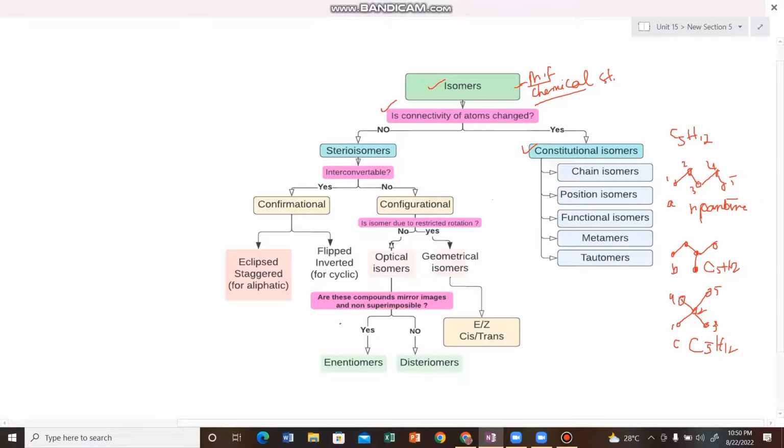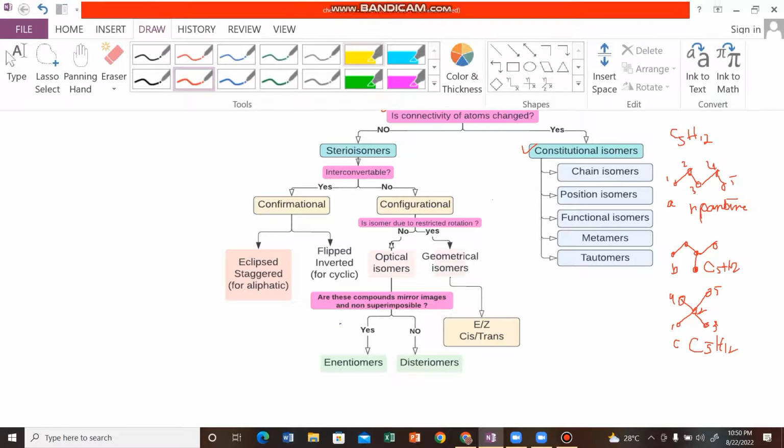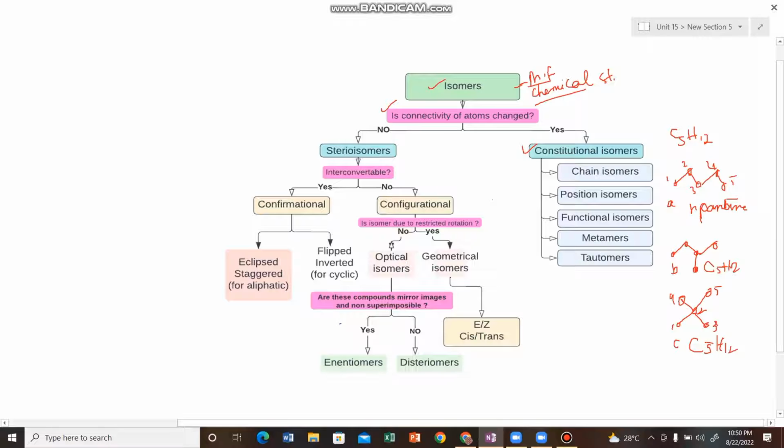In structure A, all are linearly arranged. In structure B, there is 1 branch, and in structure C, there are 2 branches. So A, B and C are constitutional isomers in which the connectivity of atoms is changed. The stereoisomers are the isomers in which the connectivity is not changed. How?